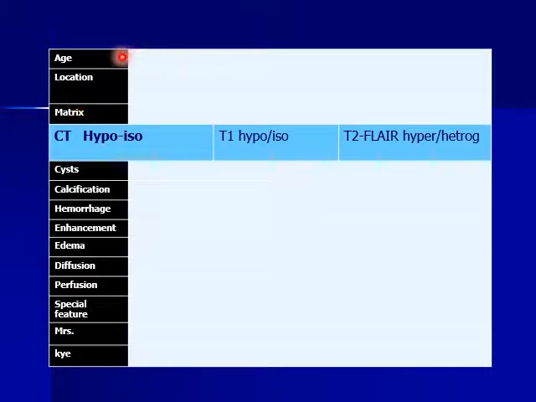I will use these items in most of the tumors. We will speak about the age, location, the tissue matrix, including the CT and MRI criteria. Is there cysts, calcifications, hemorrhages, enhancement, edema? What about diffusion weighted, perfusion, special features, if we have certain MRS features, and sometimes we can give a key to tell which in these tumors.